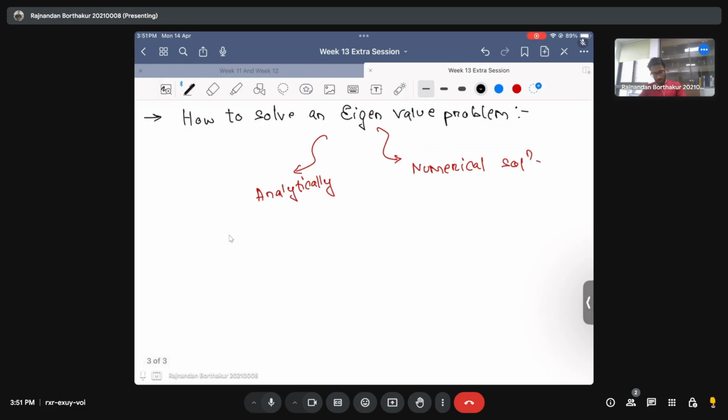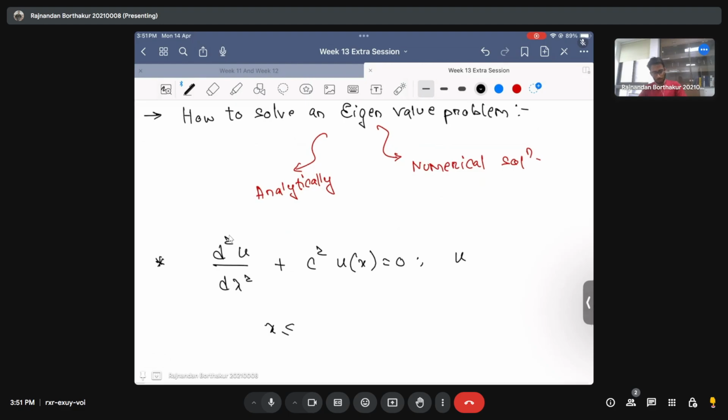So let's consider a differential equation of this form: d2u by dx2 plus c square u of x equal to 0, subject to the fact that x varies from 0 to 1, and within this domain I have the boundary conditions that u at x equal to 0 is equal to 0, and u at x equal to 1 is also equal to 0. Okay.